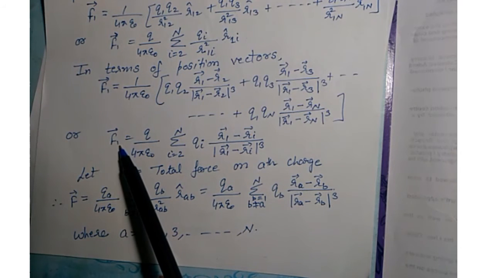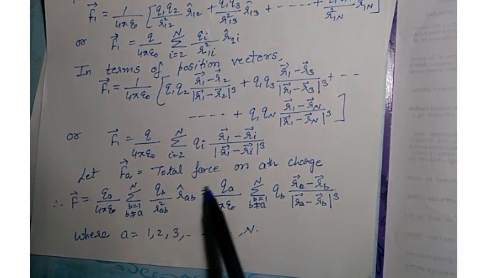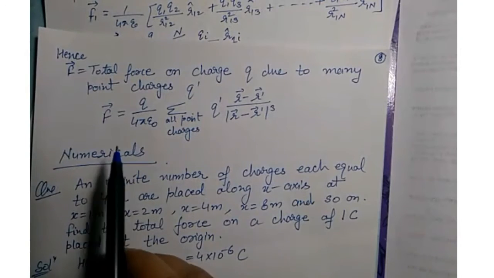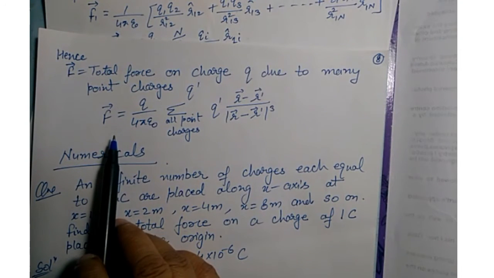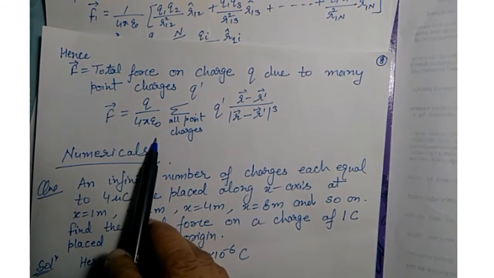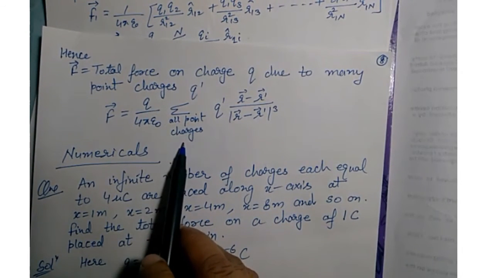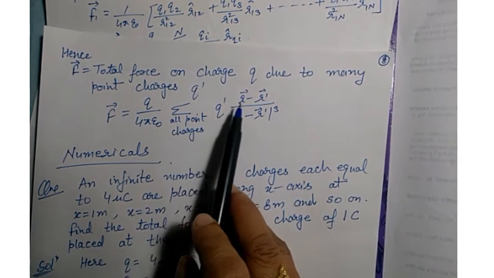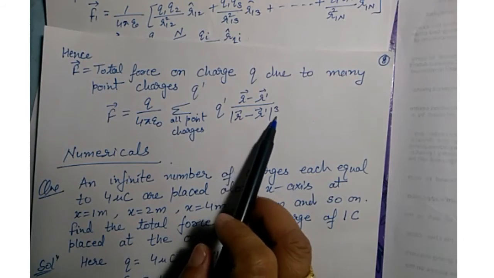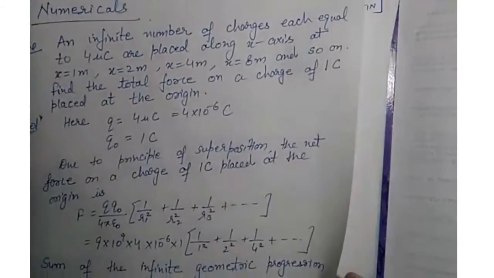So if we are using the notation where this is charge or charged particle A, then this will be the resultant force acting on this charge due to the other charges. So the net force in the whole system will be Q upon 4 pi epsilon naught, summation over all point charges Q dash, times vector R minus R dash, upon modulus of vector R minus R dash whole cube.